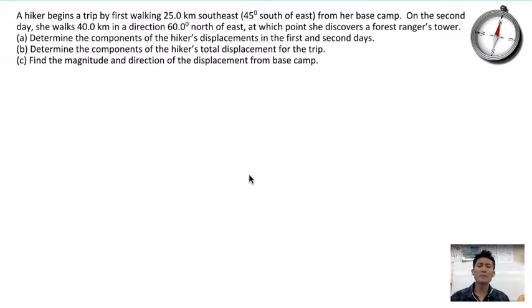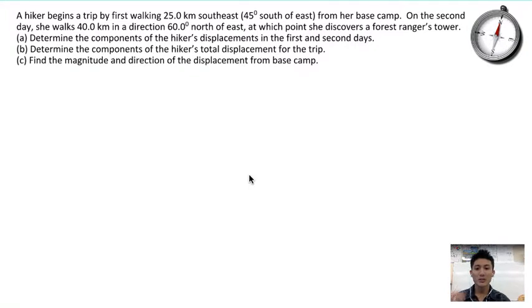So here's one of the problems from your vectors worksheet. I believe it's the last problem, and you will probably see one of these on your quiz. You will want to be able to do this over and over again until it becomes second nature. Here's our scenario. We have a hiker that begins a trip by first walking 25 kilometers south of east, or southeast, from her base camp. On the second day, she walks 40 kilometers in the direction of 60 degrees north of east, at which point she discovers the Forest Ranger's tower.